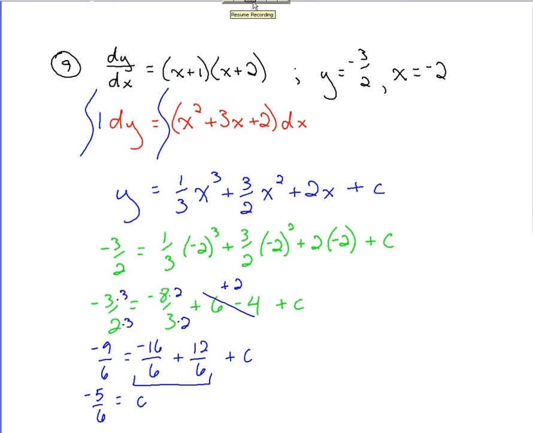Okay, so hashed out the fractions. C equals -5/6. Since we know what c is, we're trying to solve for this differential equation. We need to go back to our step right there. Plug in c. We'll have y equals 1/3 x cubed plus 3/2 x squared plus 2x, and then minus 5/6, our value for c that we found.